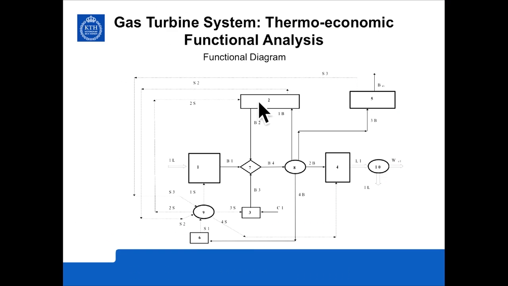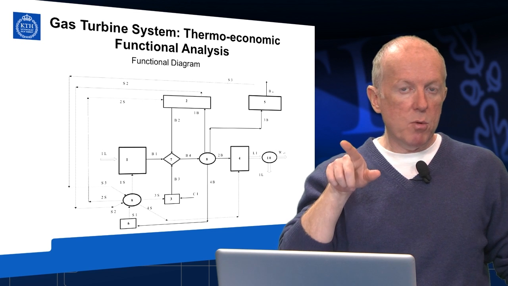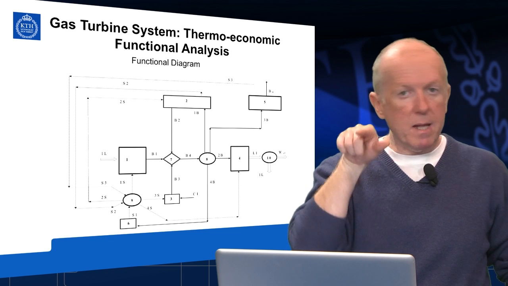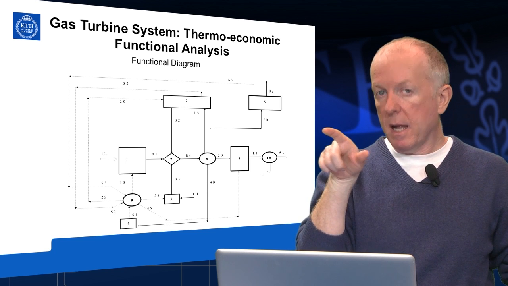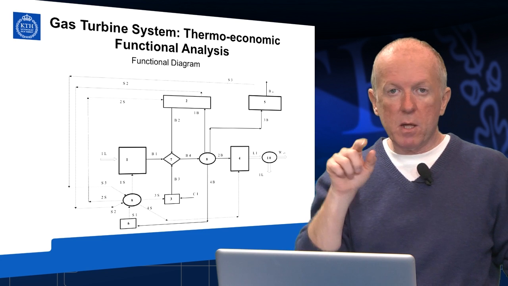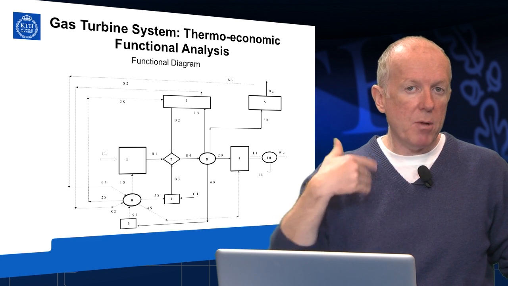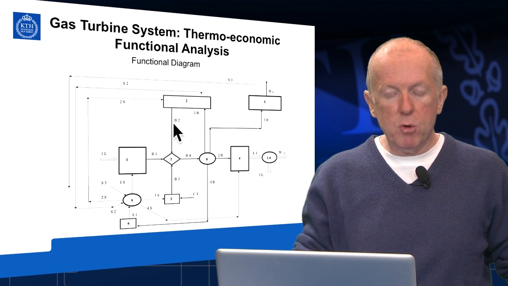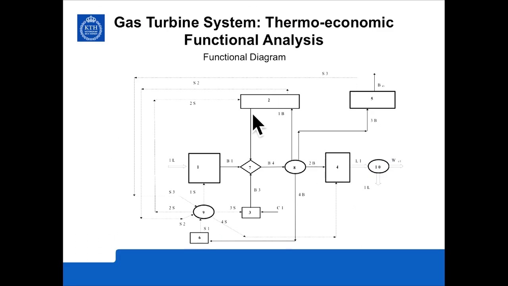Component 2 is the air preheater. The air receives heat from the exhaust and is preheated. So it has a product, which is the increase of exergy between the inlet air after the compressor and the outlet air after the air preheater. This difference of exergy between the outlet and the inlet is the product B2. The product B2 is given to the junction unit 7.